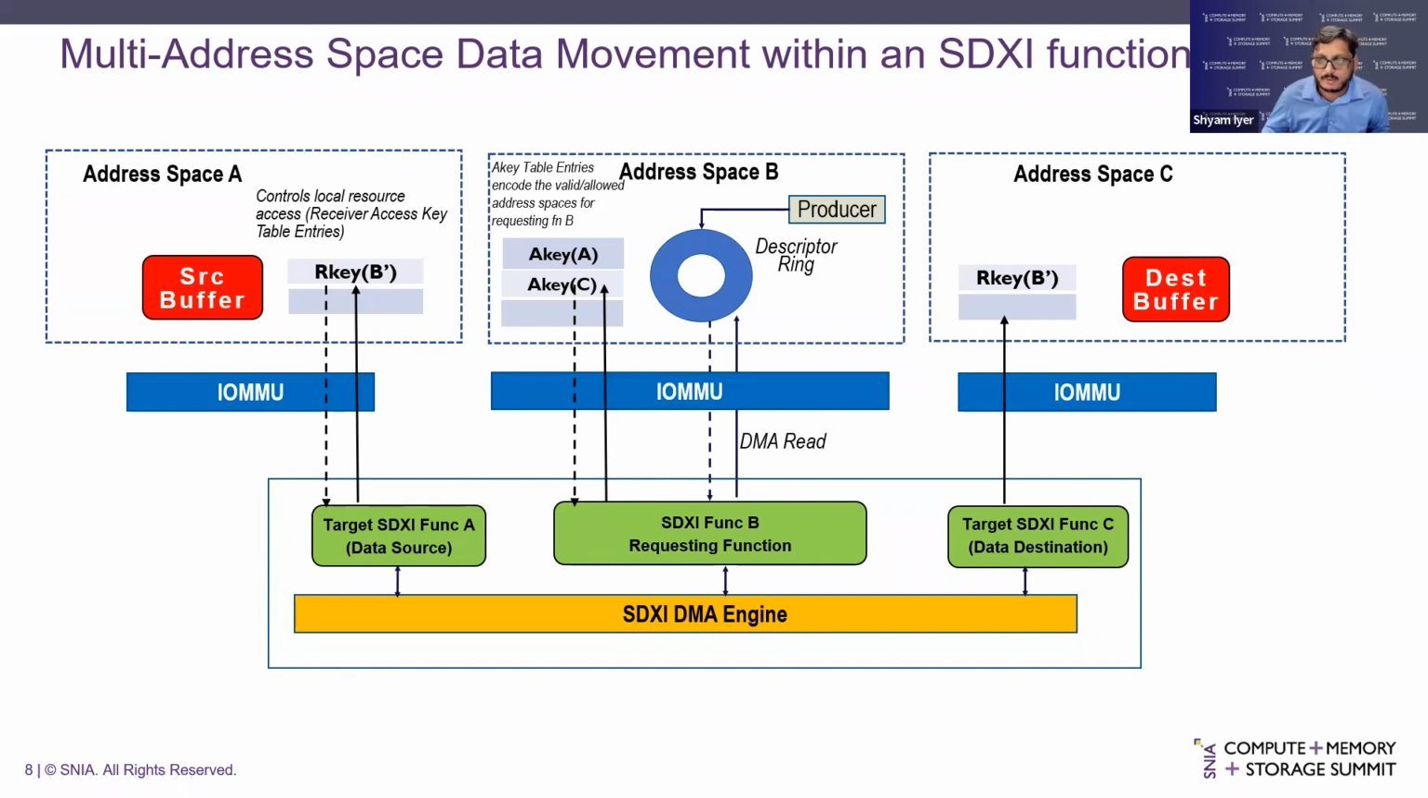The same thing happens on address space C as well, where this requesting function is checked against the R key entry to make sure this function is allowed to access. Once that access check passes as well, then a DMA read is instituted to the address space A, and then the data that is returned from this address space A is written into the address space C. So this is an example of how a multi-address space data movement occurs in the SDXI architecture.